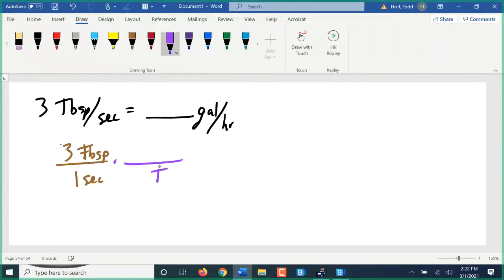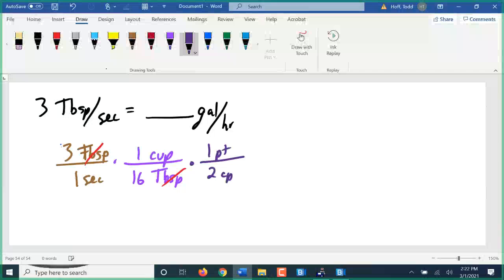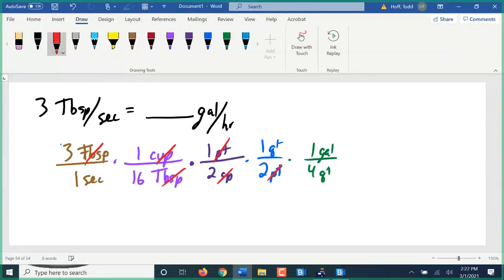So, there's 16 tablespoons in 1 cup. We'll go to that one first. So there are 2 cups in 1 pint. 2 pints in a quart. And we finally have to get to gallons from quarts. We know there's 4 quarts in 1 gallon. So the quarts are gone. So right now we are in gallons per second.